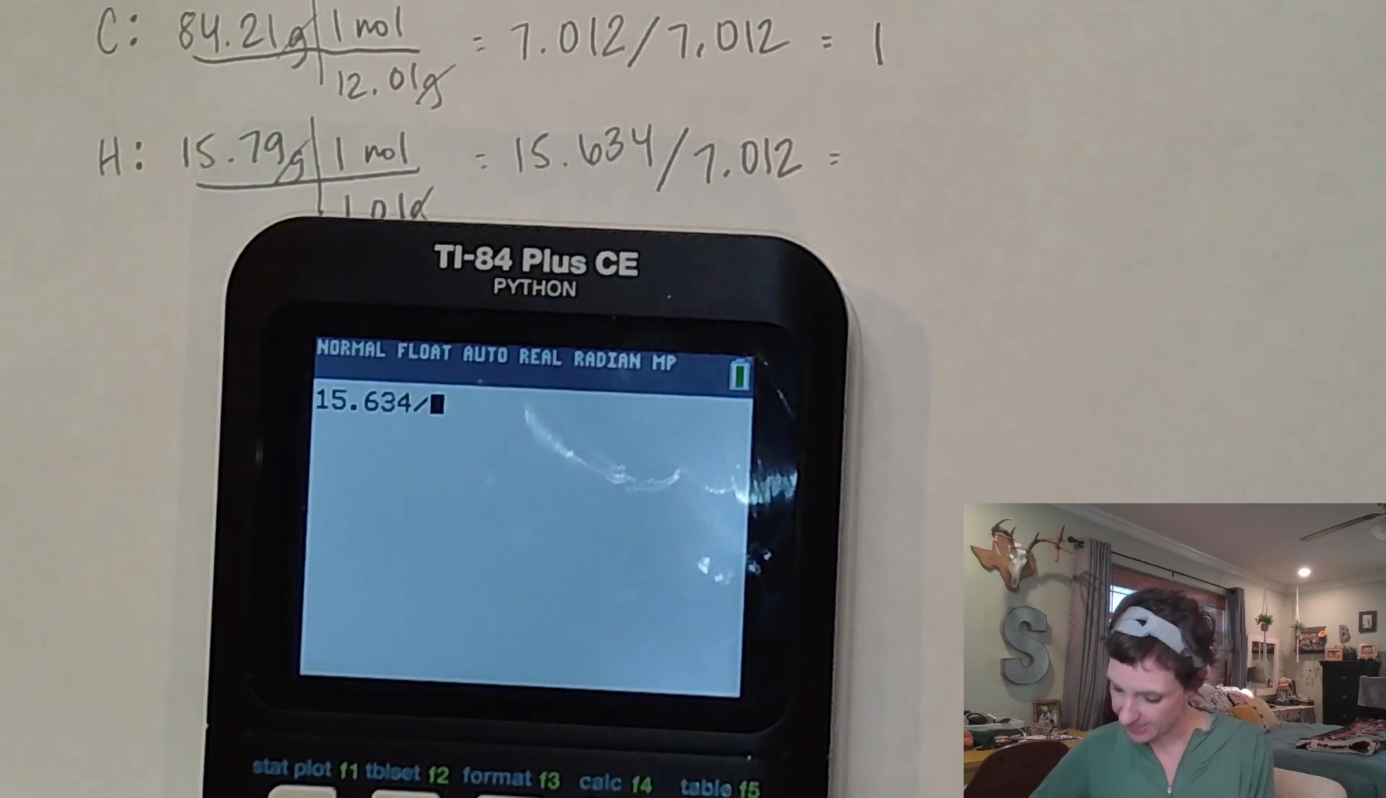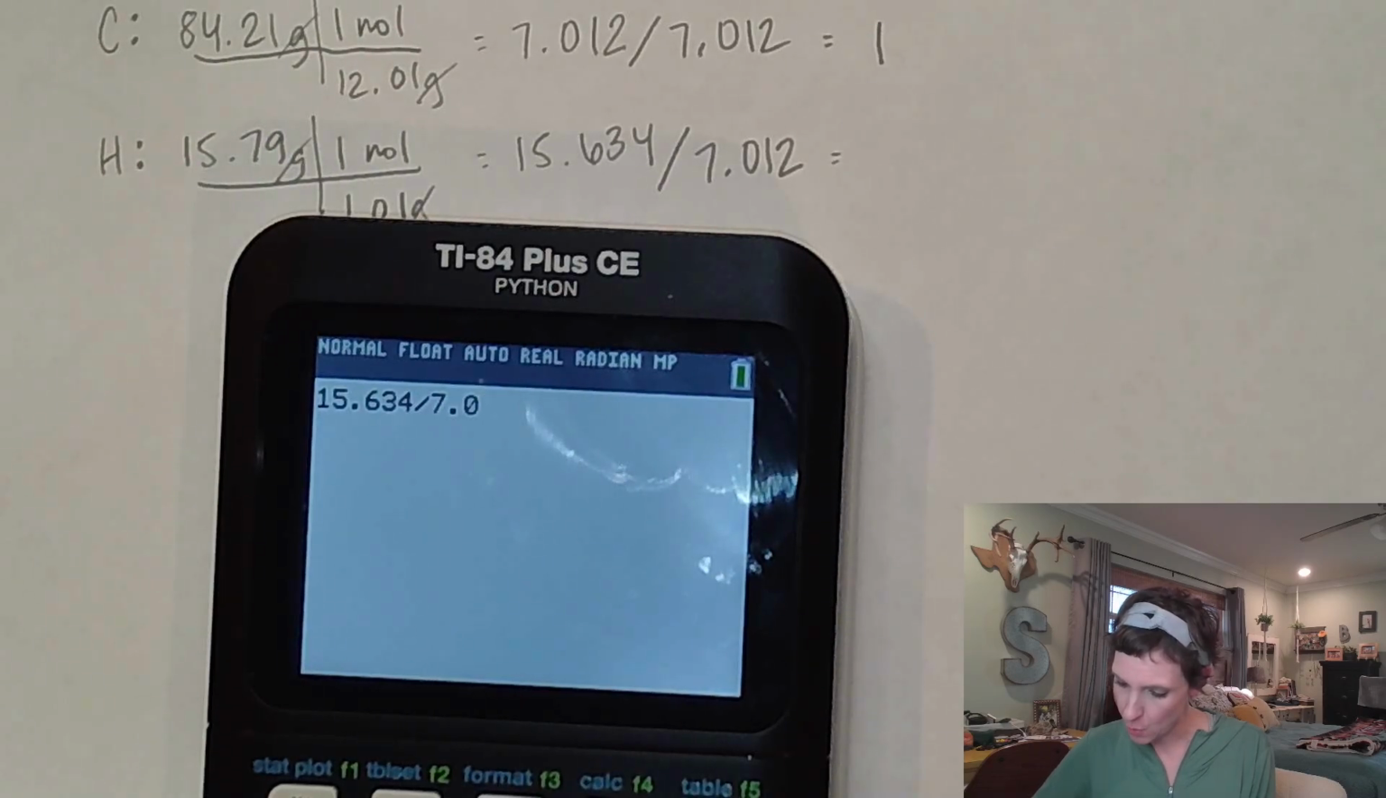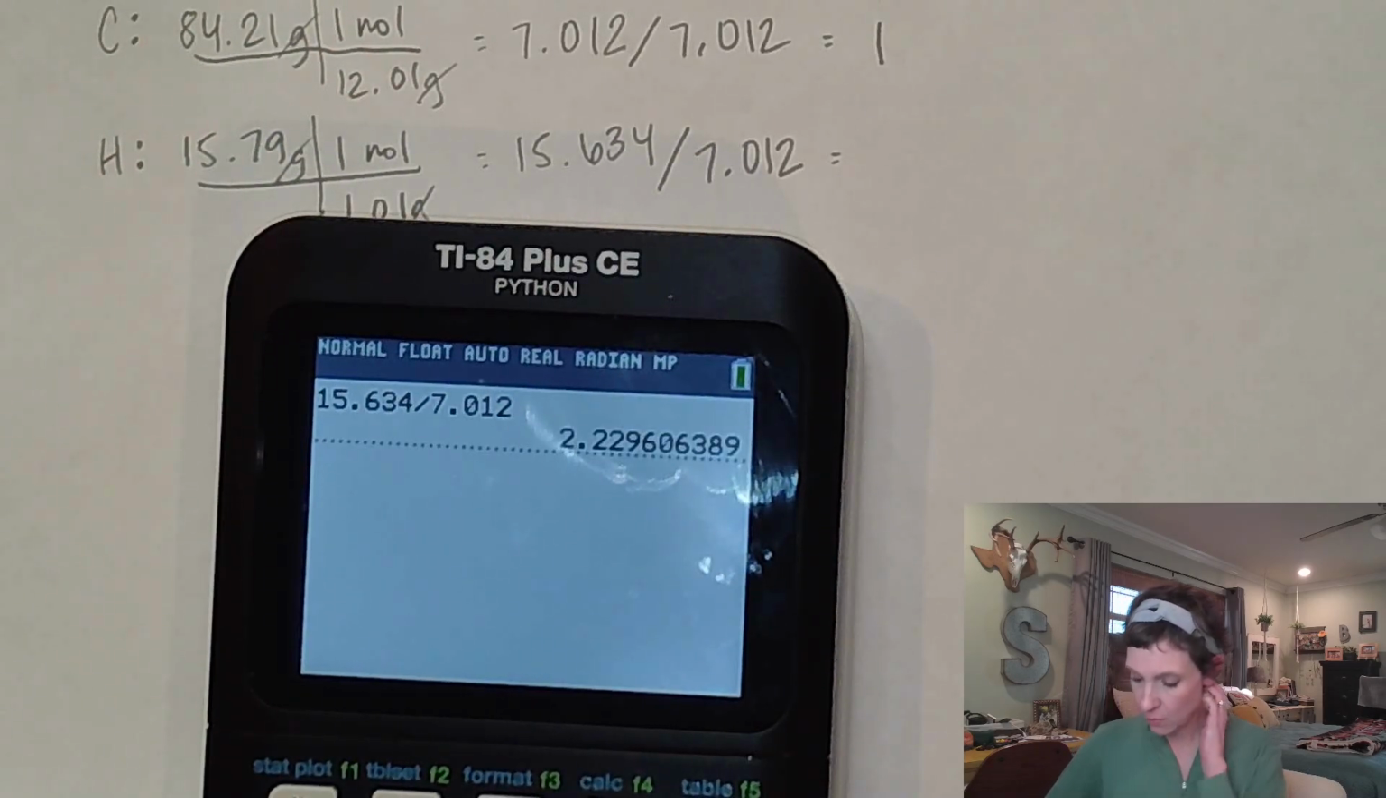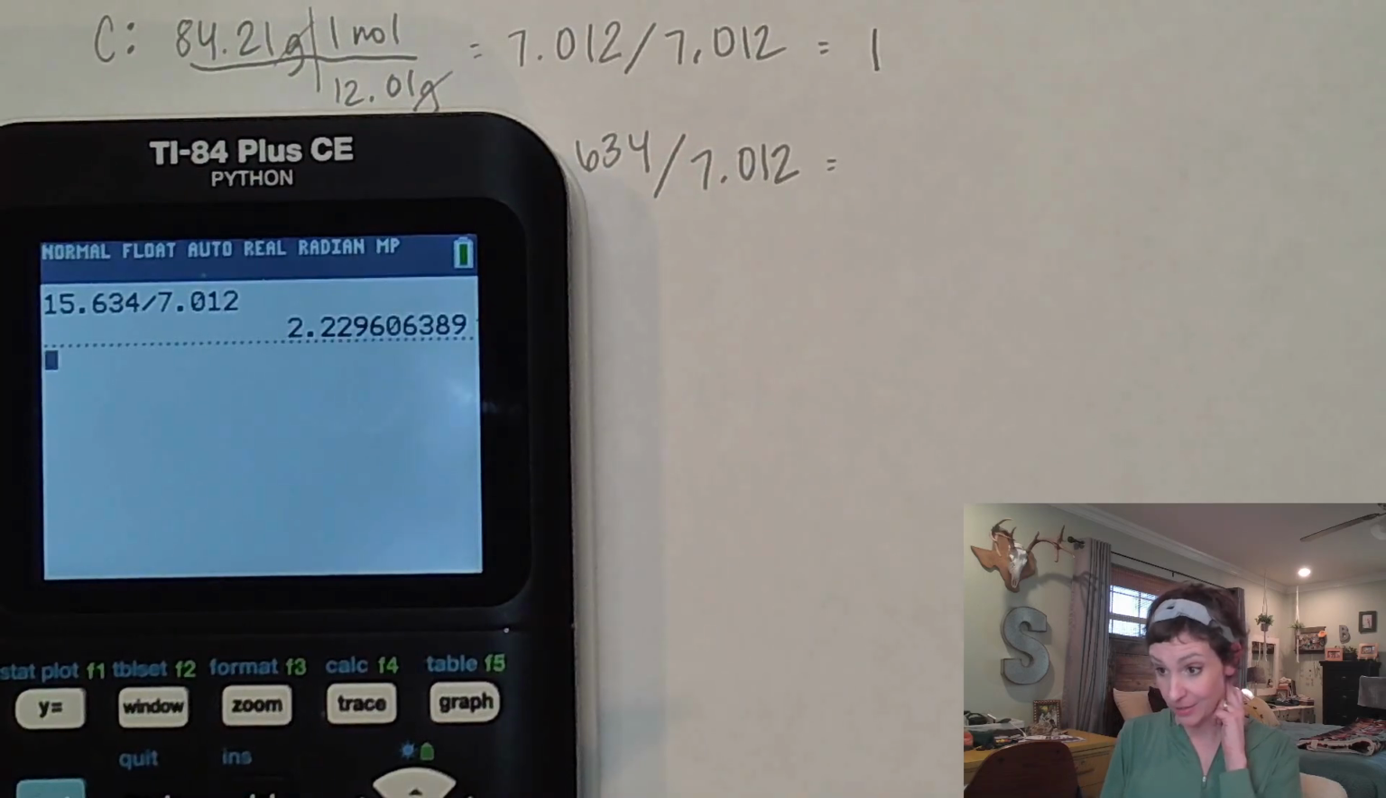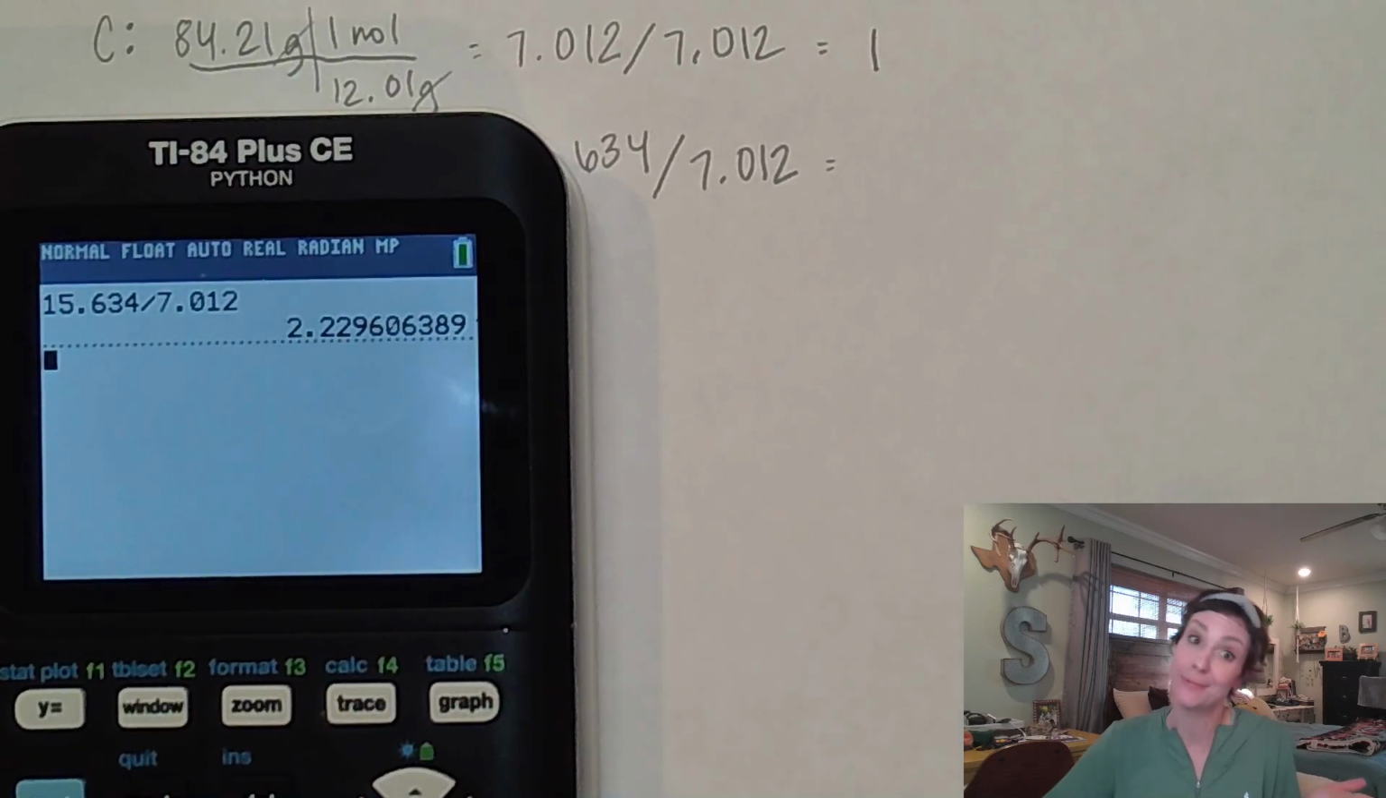15.634 divided by 7.012. Cool. Okay, that's not close to 2 at all. It's also definitely not close to the next number, which would be 3. It is like 2. What decimal fraction does that look closest to? Is that like a third or a half or a fourth? That's looking like a 2.25-ish or 2 1/4 to me.